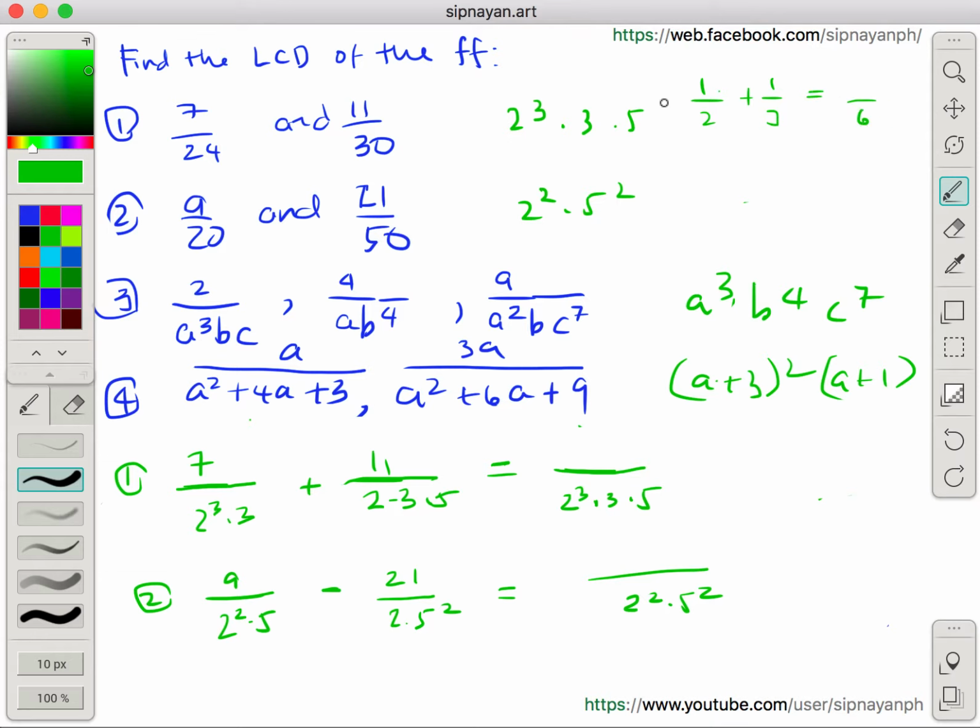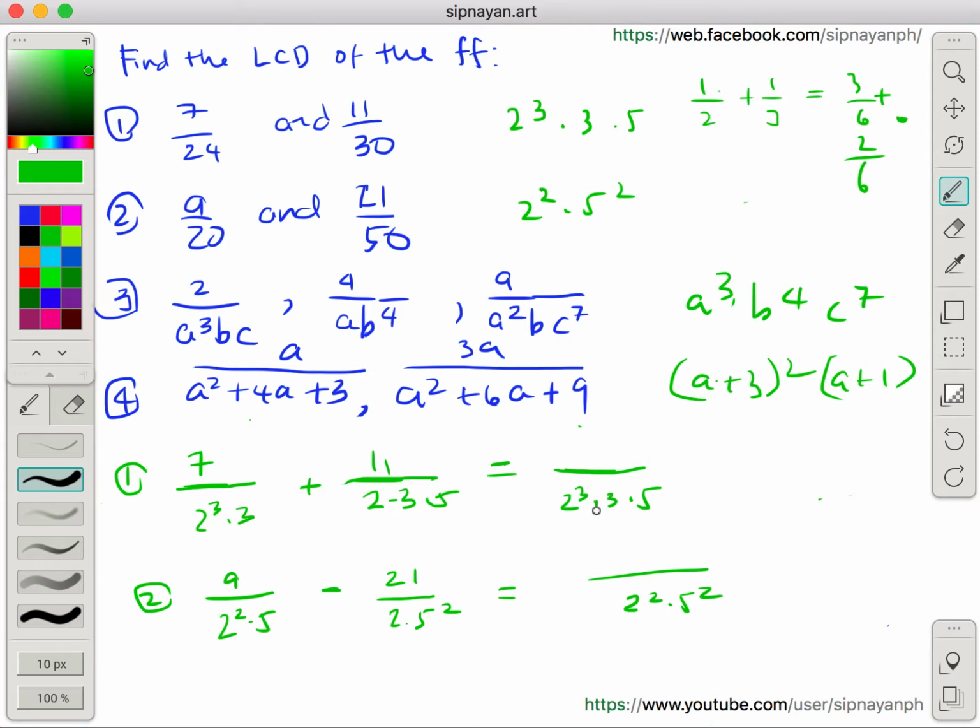Dinidivide natin to dito, then may multiply by the numerator, no? Para maging 3/6, tapos ito naman maging 6 divided by 3 times 1, which is 2. So, yun. Kinukuha natin yung LCD and then we divide by the denominator and then multiply by the numerator to get the equivalent fraction, no?